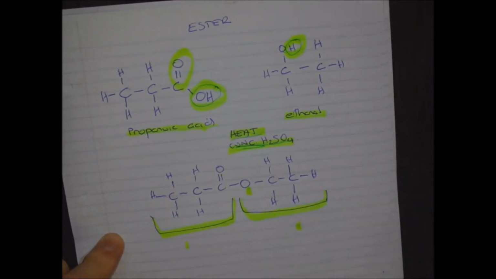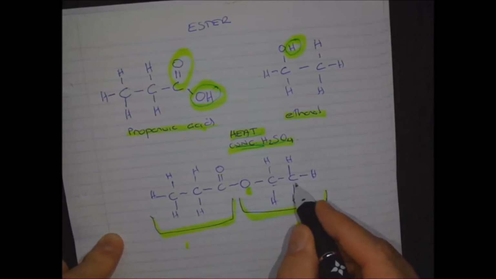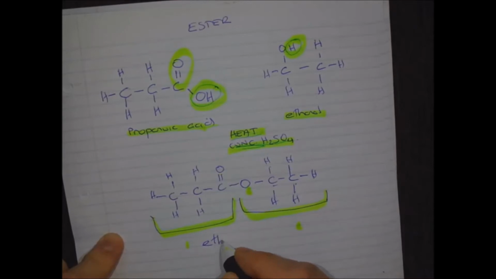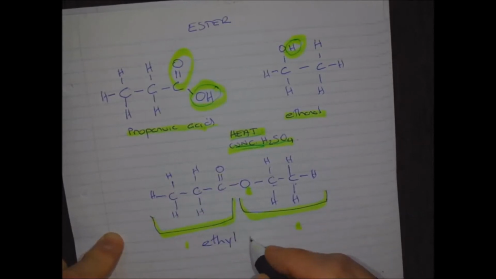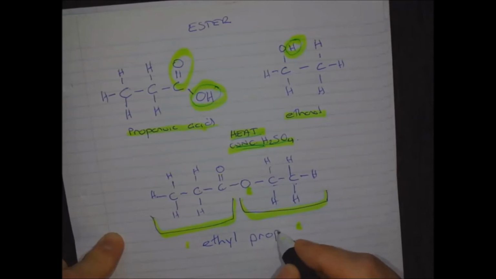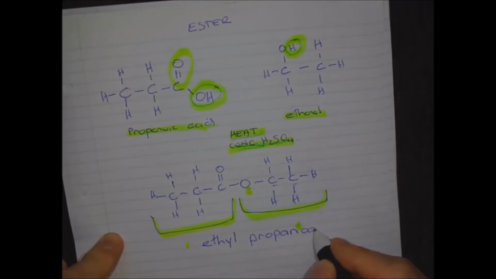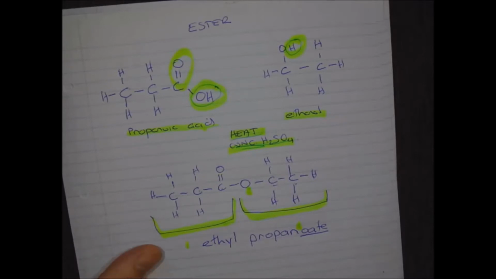So in naming this, we name the alcohol first, which has got 2 carbons, and that's going to be ethyl. If it was 3 it would be propyl, if it was 4 it would be butyl, if it was 5 it would be pentyl, and so on. And we've got 3 carbons on this side. Now that would be propanoic acid, but it's the conjugate base, so we call it propan, and we just add on the word oate. Okay, oate. So that's the first kind of condensation reaction.